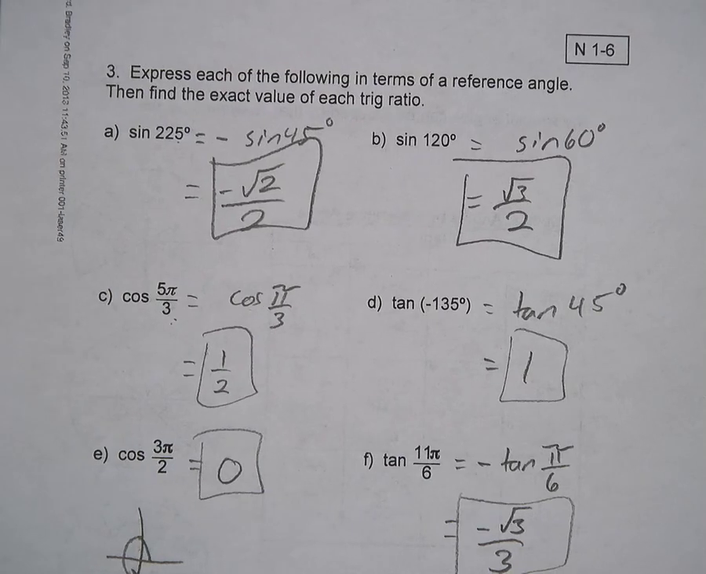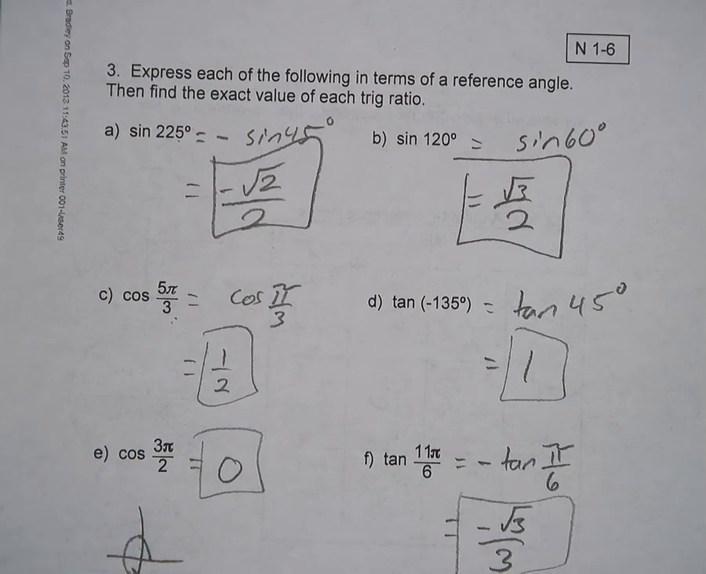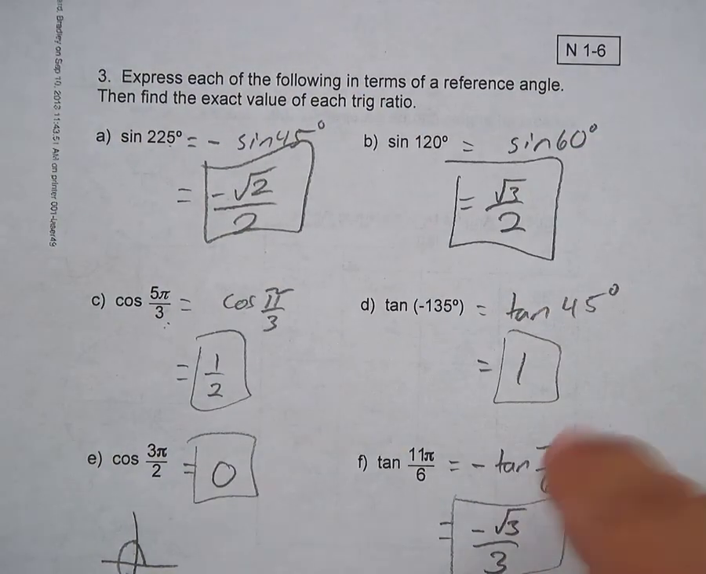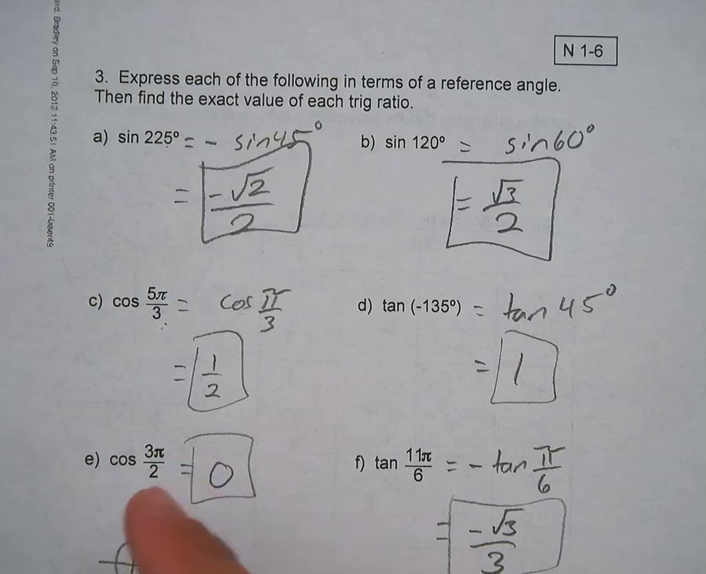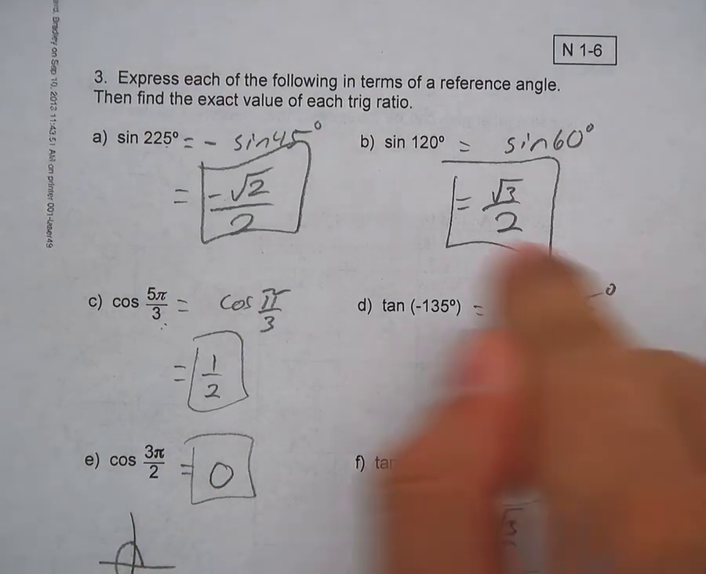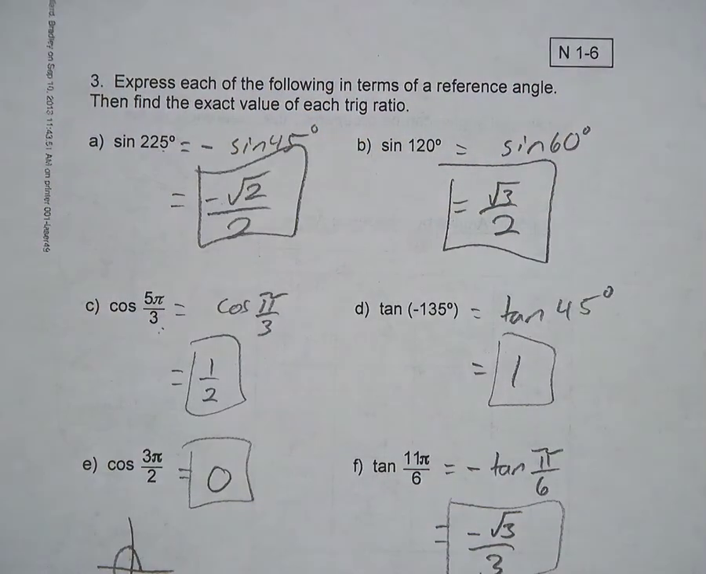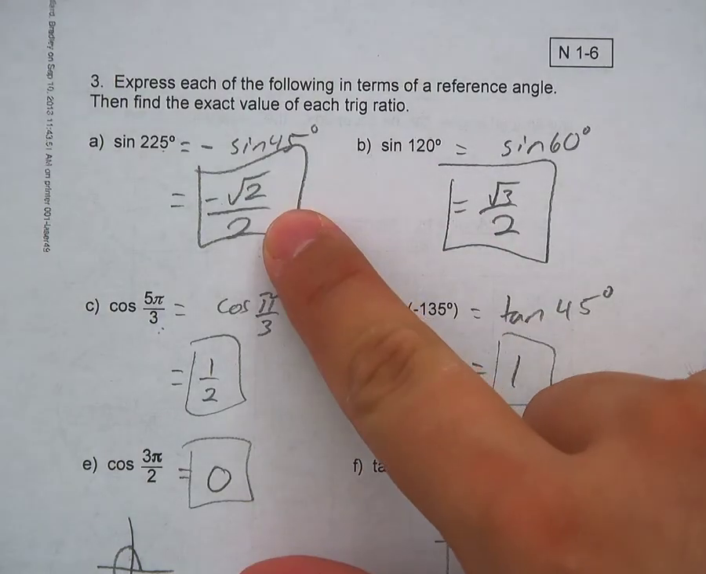So on a regular angle, like the 225 degrees, the reference angle is 45 degrees. That puts it in quadrant 1. All these reference angles, except this one, are all in quadrant 1. So what you're doing is changing the angle to be in quadrant 1 and then telling me if it's positive or negative in the original quadrant. This was in quadrant 3.